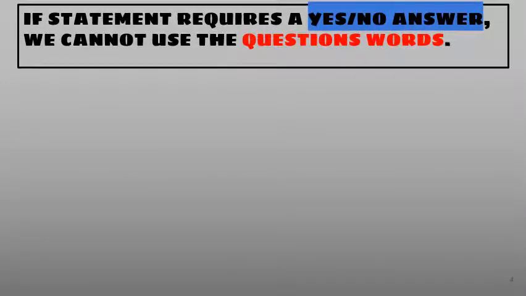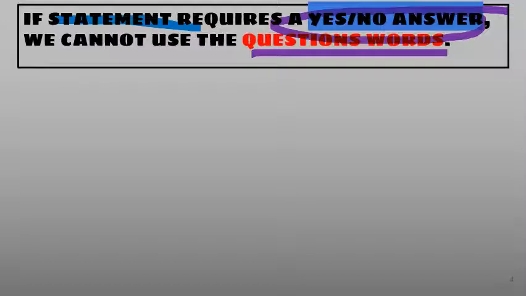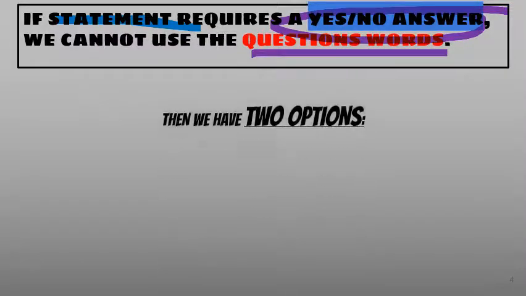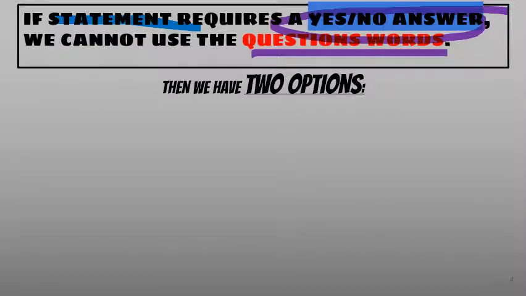Now, sometimes my statement is not going to answer a question word, for example, who, what, when, where, why, or how. Sometimes it's just going to have a simple yes, no answer. Then we cannot use question words to start my sentence or to start my question with. Therefore, we then have two options.